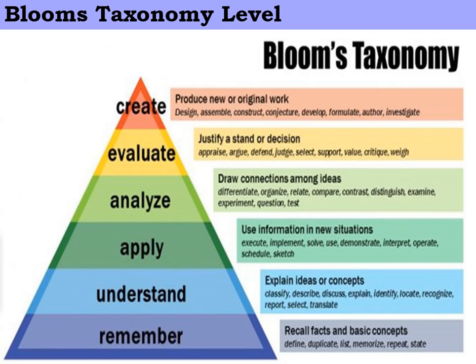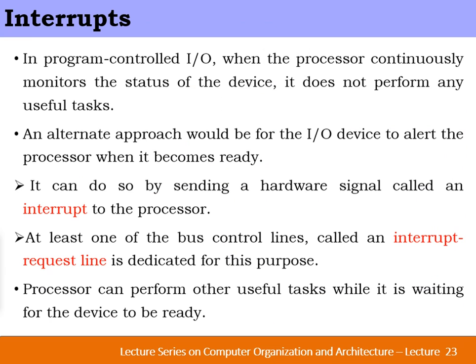This is the Bloom's taxonomy pyramid. Here we are going to understand the concepts of an interrupt, interrupt signal, interrupt acknowledgement, interrupt latencies, and the difference between a subroutine and an interrupt. As we are going to understand all these concepts, it falls under taxonomy level number 2. Now we'll discuss interrupts.